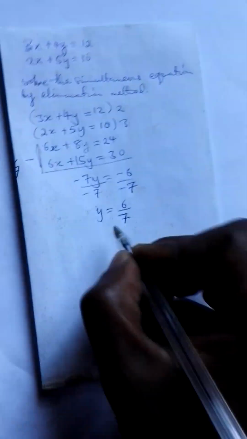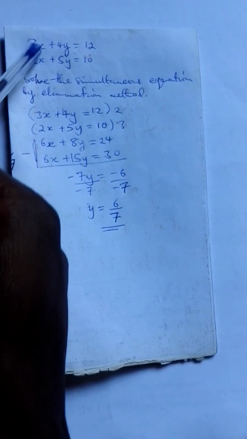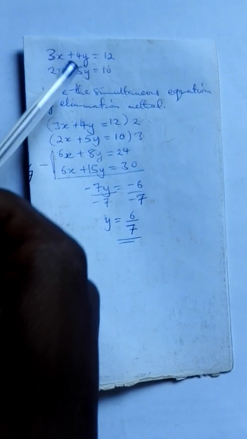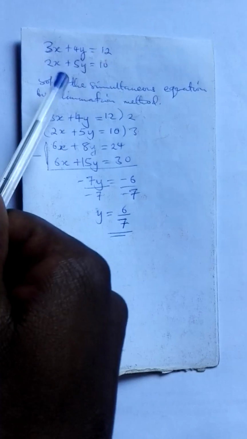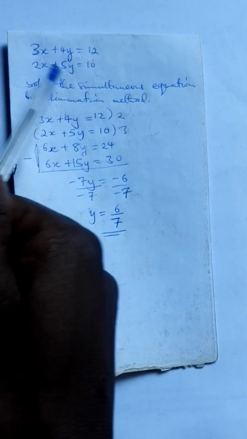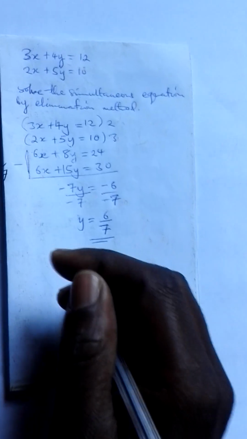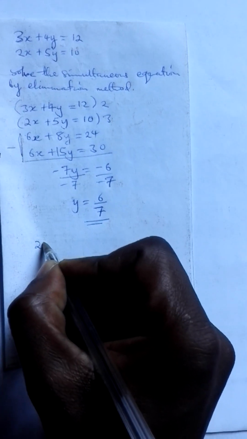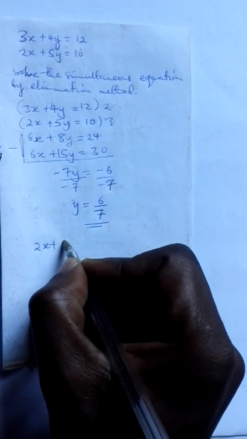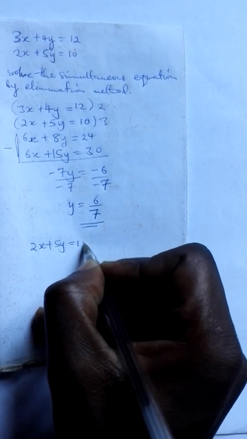Now, what do you do? Since we found y, how do you find x? Let's go to the first equations, equation 1 and 2. Equation 2 seems a little bit simpler because the coefficients of the variables are smaller, but we can use either of the two. So in this case, let's use equation 2, which is 2x plus 5y equals 10.